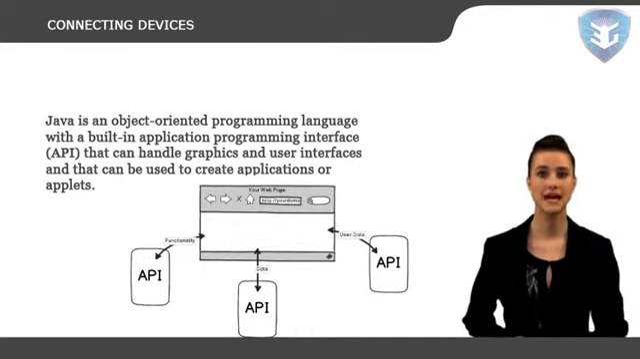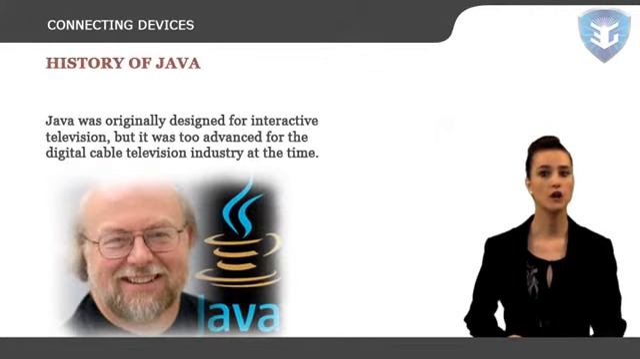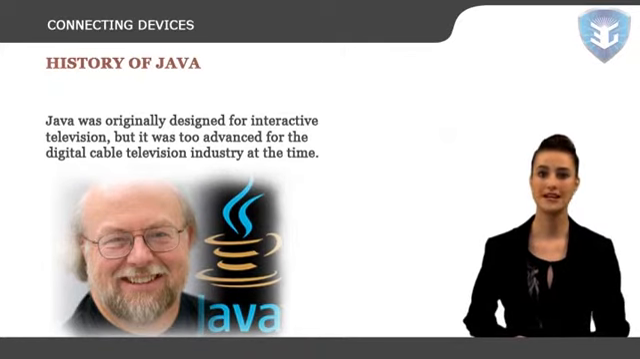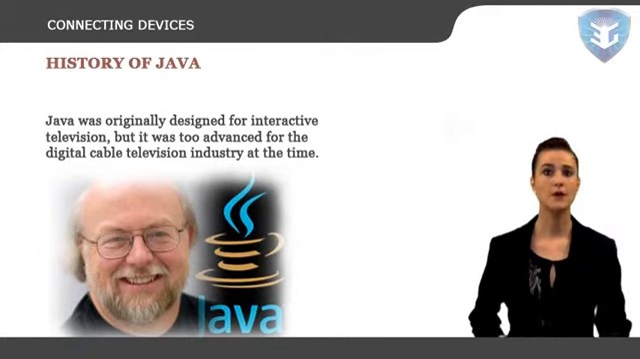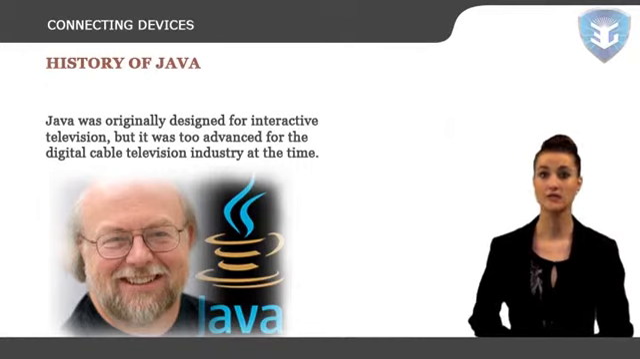Java also has standard libraries for doing mathematics. Now we will talk about the history of Java. Java was originally designed for interactive television, but it was too advanced for the digital cable television industry at the time. The language was initially called Oak, after an oak tree that stood outside Gosling's office. It went by the name Green later, and was later renamed Java, from Java coffee.